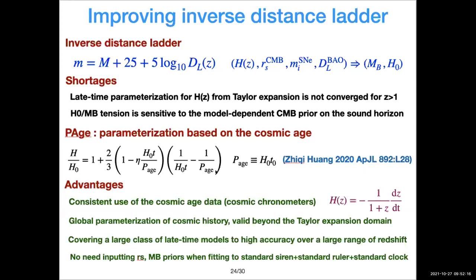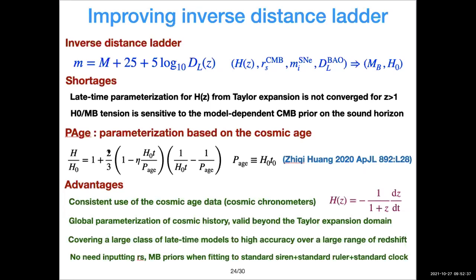So here, we adopt a new parameterization based on the cosmic age. So here P is the combination of H naught times t naught. t naught is the current age of our universe. And eta is a parameter to characterize the deviation from a matter-dominated universe.